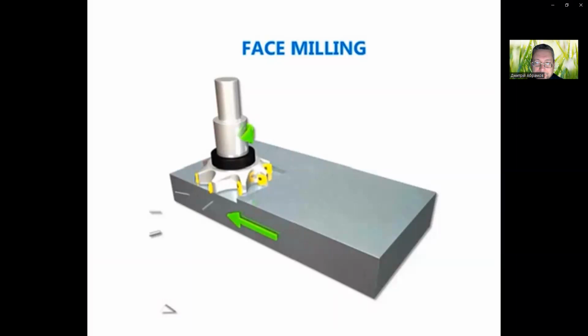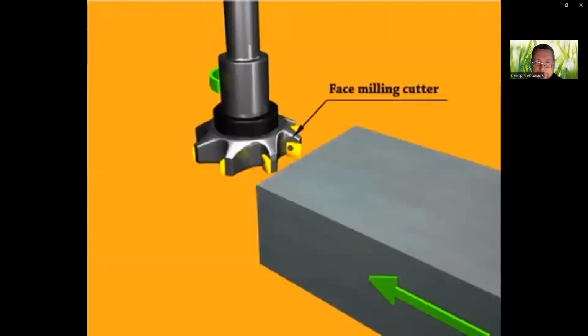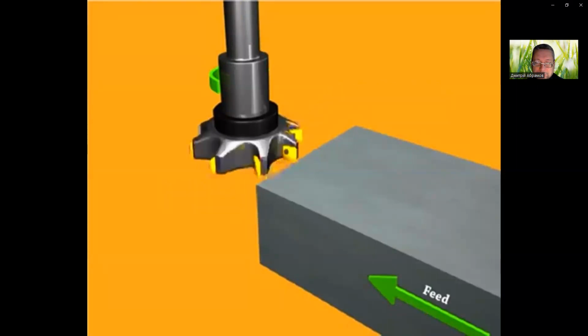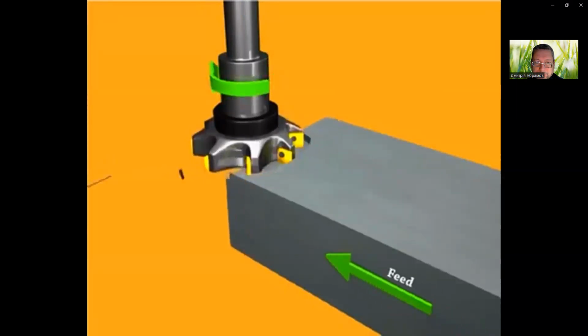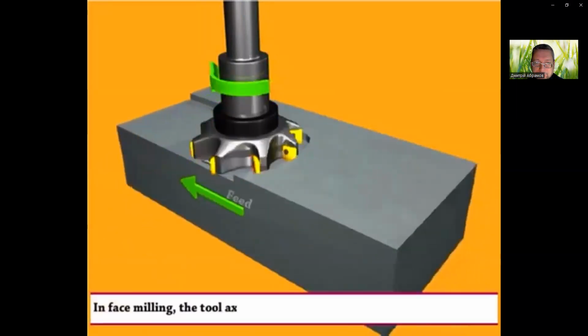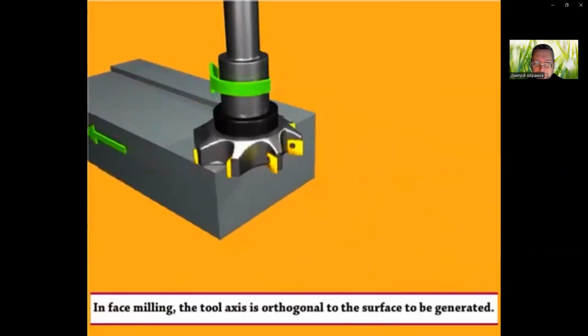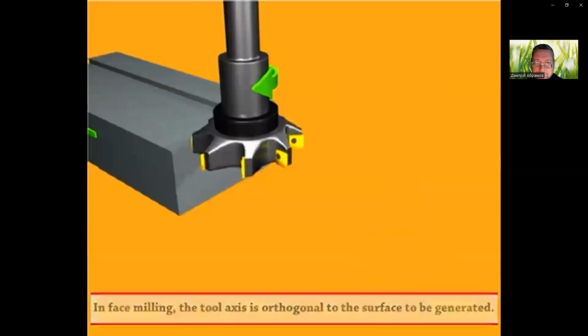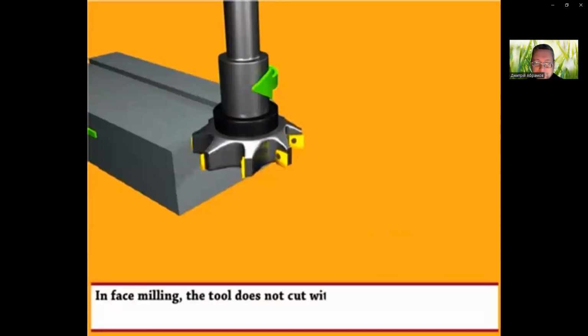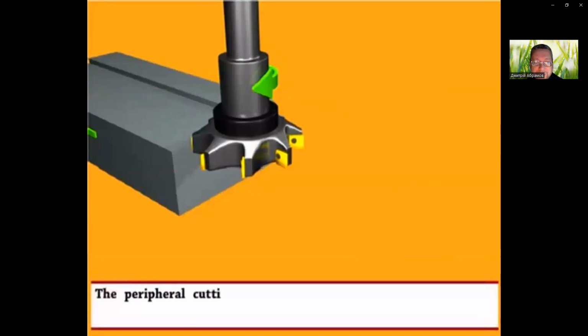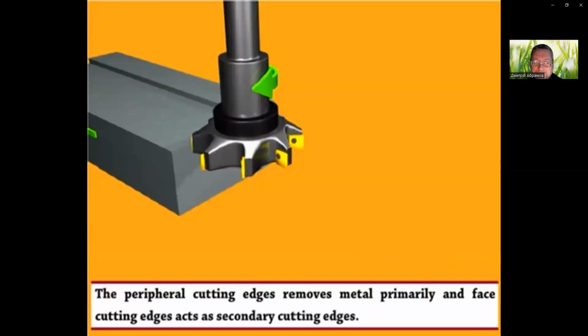Face milling. Face milling cutter. Workpiece. In face milling, the tool axis is orthogonal to the surface to be generated. In face milling, the tool does not cut with its face, despite what the name of the method indicates. The peripheral cutting edges remove metal primarily, and the face cutting edges act as secondary cutting edges.